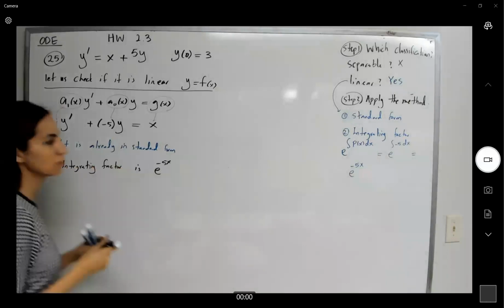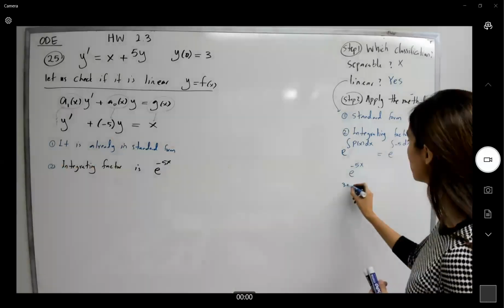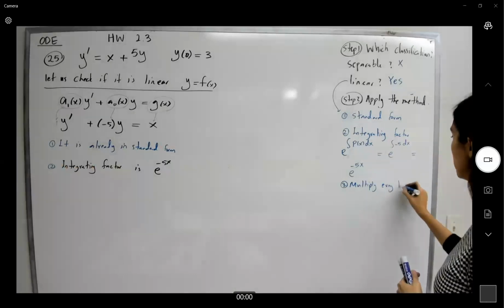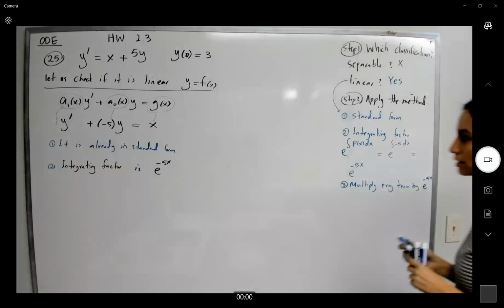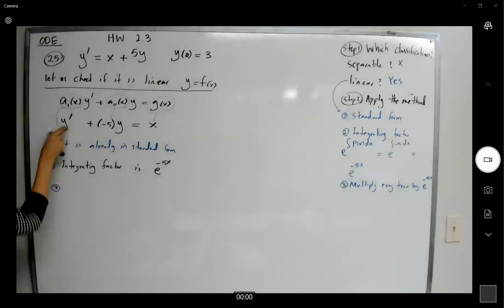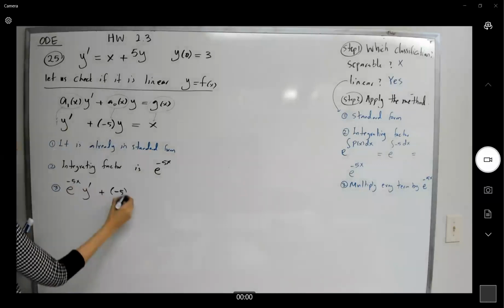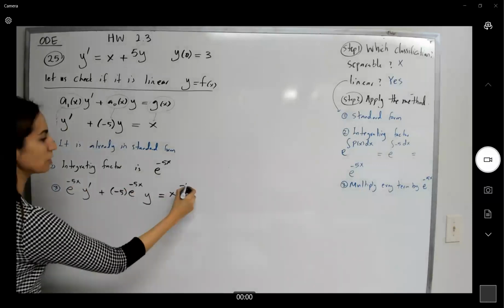Now, step 3, multiply every term by the integrating factor, e to the negative 5x. So y prime times e to the negative 5x plus negative 5 e to the negative 5x times y equals x e to the negative 5x.